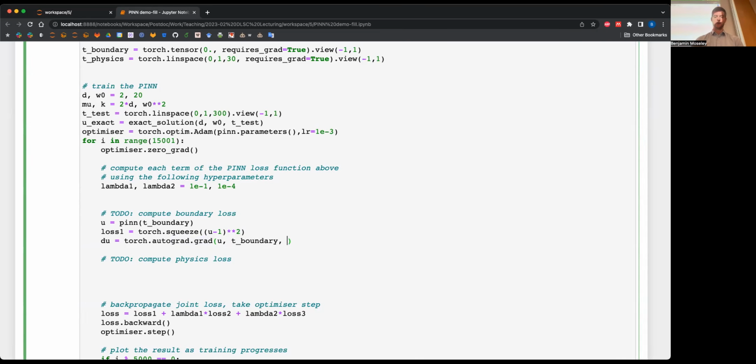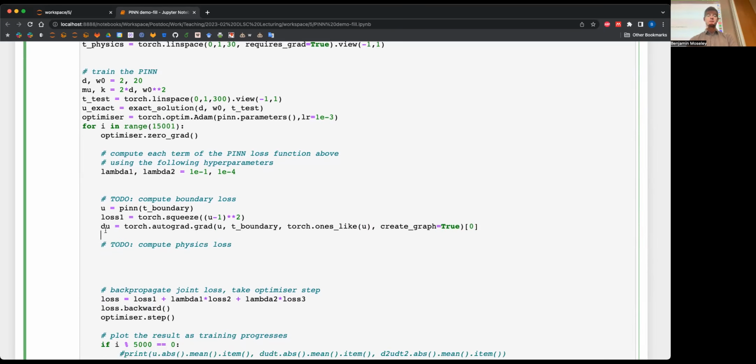So I'm going to do torch.ones_like(u). And then the final thing we need to do is this create_graph thing, because we're going to be using this in our actual loss function, like this. And I know that it produces a tuple output, so I just need to grab the first output of the tuple.